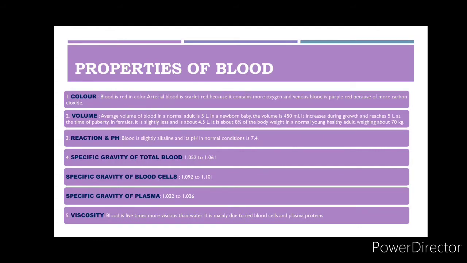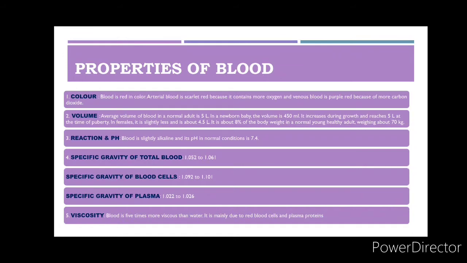Second is volume. The average volume of blood in a normal adult is 5 liters. In a newborn baby, the volume is 450 ml. It increases during growth and reaches 5 liters at the time of puberty. In females, it is slightly less, about 4.5 liters. It is about 8% of the body weight in a normal young healthy adult weighing about 70 kg.